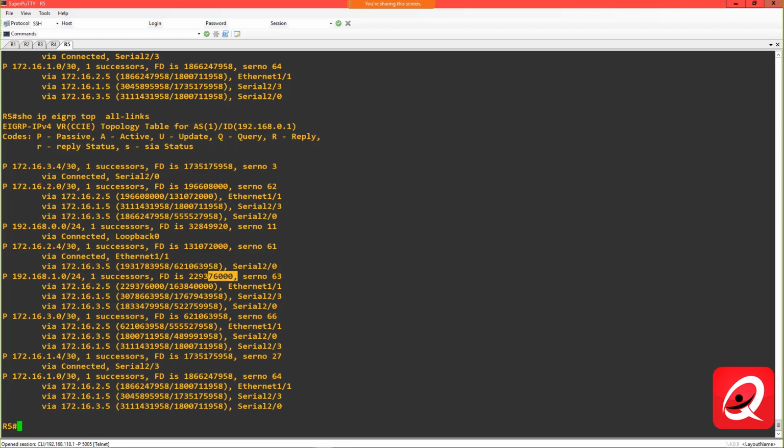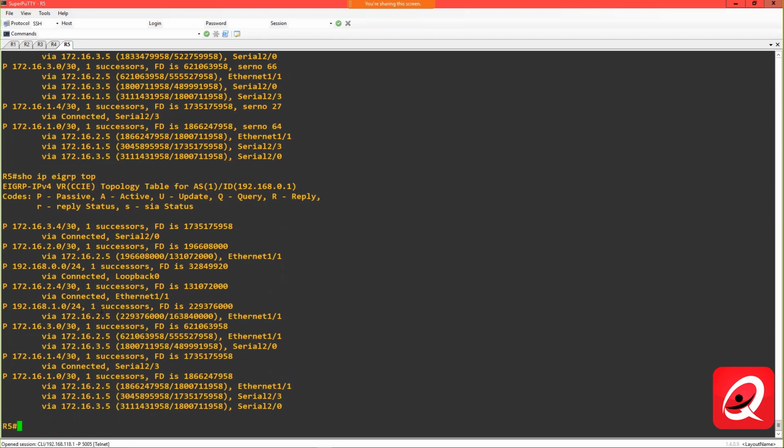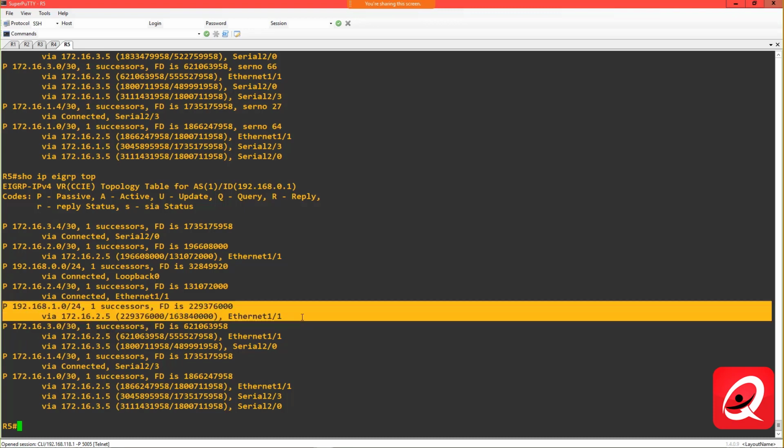The feasible successor is still the 229.37.6000. So it's still not the best path. It did change the overall path metric, but the question is, is that number lower than that number? Well, if I do a show IP EIGRP topology, I can see that it is not. Because remember, when I run show IP EIGRP topology, the only things that show up are successors and feasible successors.